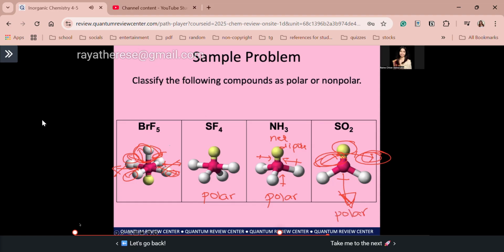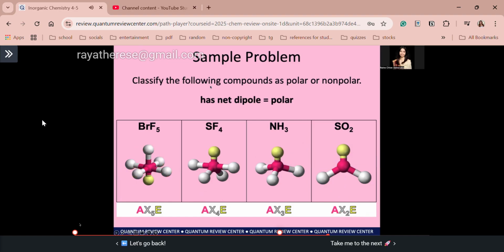Diba? Sinasabi lang natin dito na pag may net dipole, polar ang molecule. Now notice guys na may lone pair sila lahat. Question, ma'am, does it mean pag may lone pair, polar na agad ang molecule? Guys, no, okay? Be careful in making generalizations. Not all molecules with lone pairs are polar because their presence alone is not the main cause of polarity.